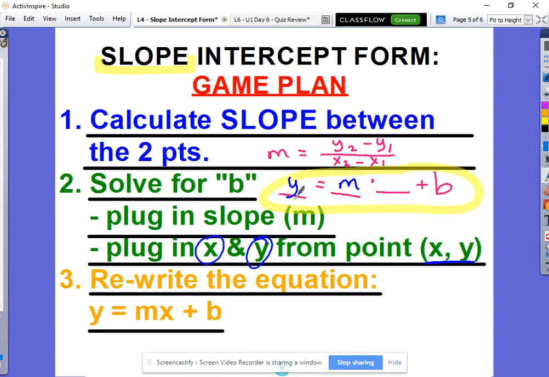Remember that y goes here, not x. A lot of people put their x there by mistake, and then x goes here. So y equals mx plus b, but we're doing blank equals blank times blank plus b because you're about to plug some numbers in. Once you've solved for your m, that's your slope, step one, and your b, step two, you then rewrite the equation as y equals mx plus b, but obviously plugging in the m and plugging in the b. So press pause, make sure everyone's got your game plan written down, and then we'll do our practice problems.